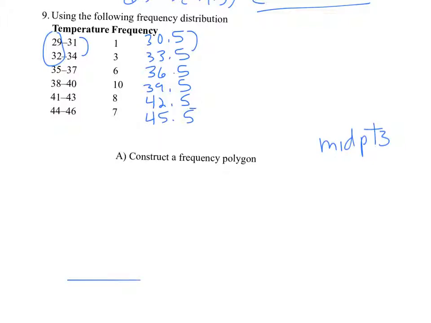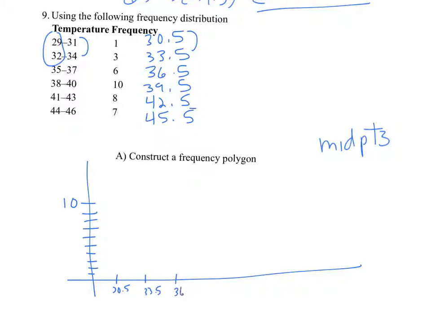Now I'm going to draw a line right here. My frequencies go from 1 to 10. 4, 5, 6, 7, 8, 9, 10. There's 10. And this starts at my midpoints, 30.5, 33.5, 36.5, 39.5, 42.5, 45.5, that would be 48.5 if I kept going, and so on.